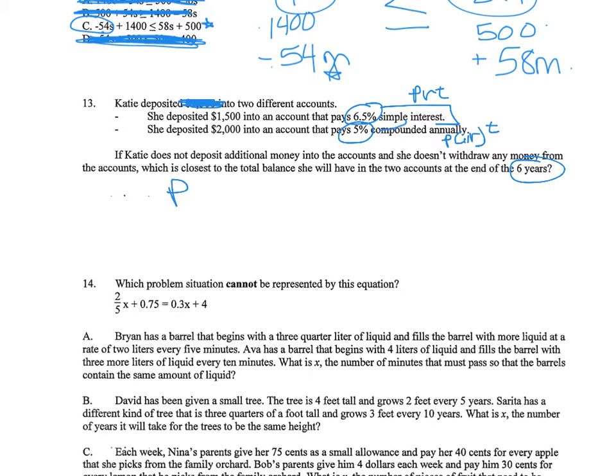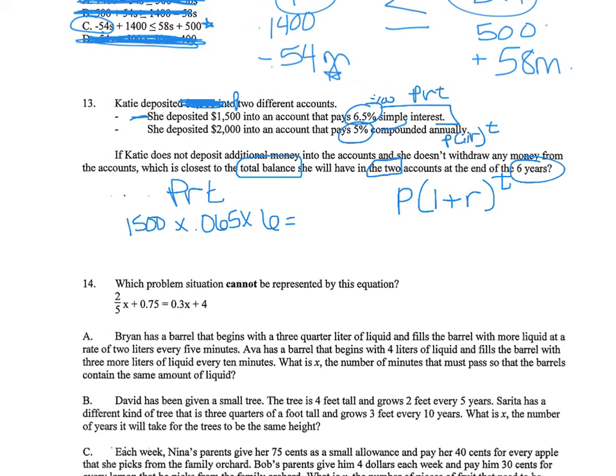Okay, so I'm going to write my two formulas down because I'm going to need both of them. I don't want to lose them. And then I'm going to write down the first one that goes with the simple interest. So my principal amount is $1,500 times the rate divided by 100, so that would be 0.065, times the years, which is the same for both. So in the question it says which is the closest to the total balance we will have in the two accounts. So we want to find the total balance for each and then add them together.